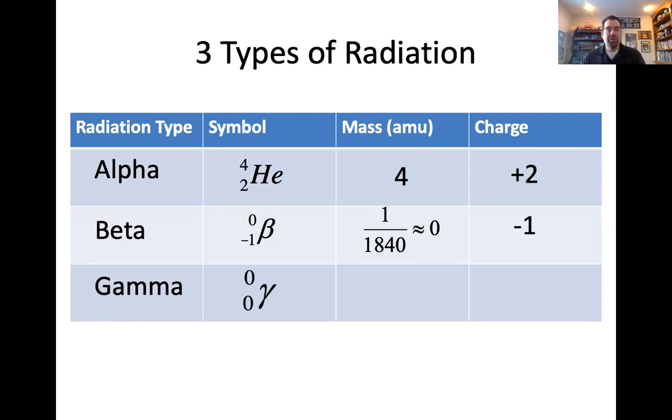Gamma radiation uses the Greek symbol gamma, and it's got zeros at the top and the bottom because it's not a particle at all. So there's absolutely no mass. And since there's no particle, it has no charge at all.